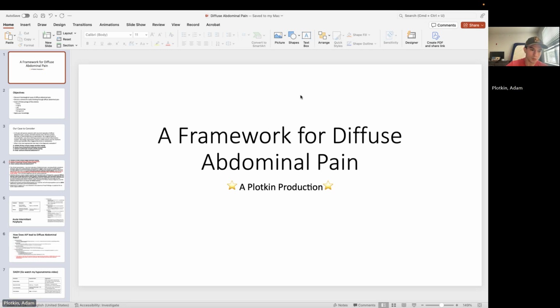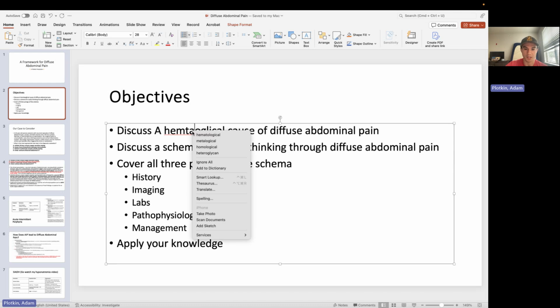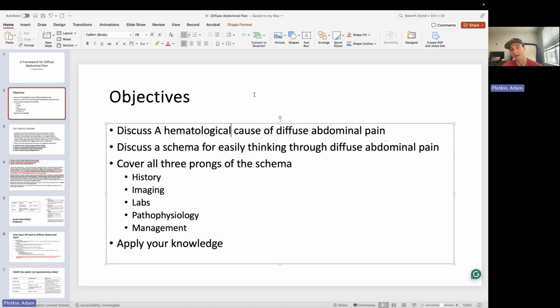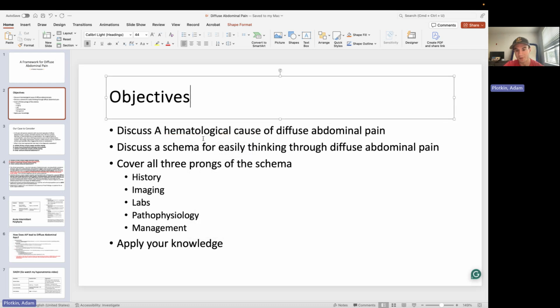All right. So objectives, we're going to discuss hematological causes of diffuse abdominal pain. We're going to discuss a schema for easily thinking through this abdominal pain. We're going to cover all three prongs of the schema I go through, and we're going to look at the history, imaging, labs, pathophys, management of all of these conditions. I'm going to try to give you hints and tips and tricks that will point me one way or the other, and then we'll hammer the pathophys and the management for both Step 1 and Step 2. And then I've got a question at the end where we'll apply our knowledge. Let's see if we can get this done in 30, 45 minutes.